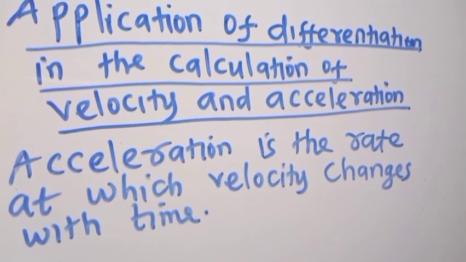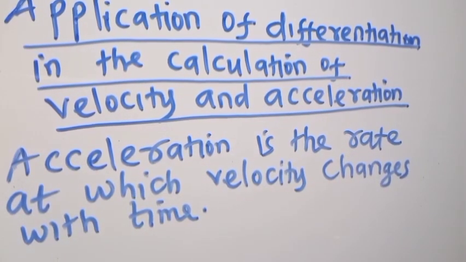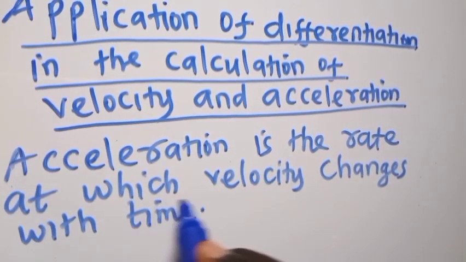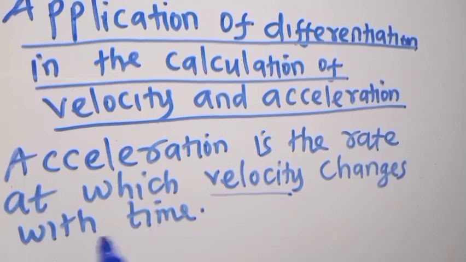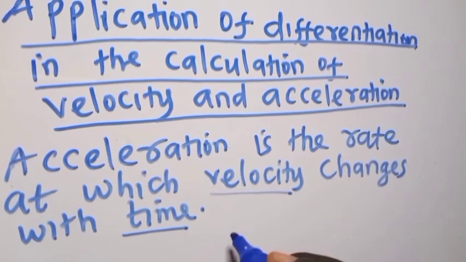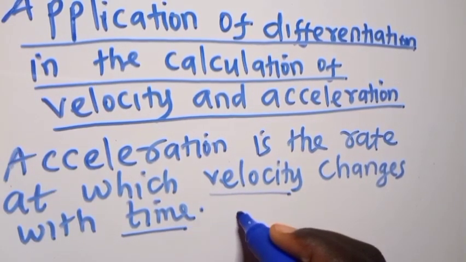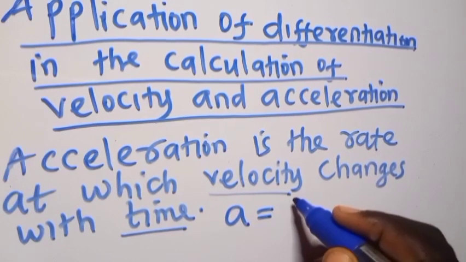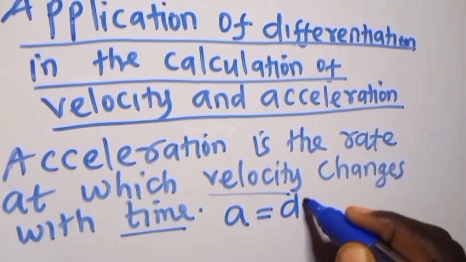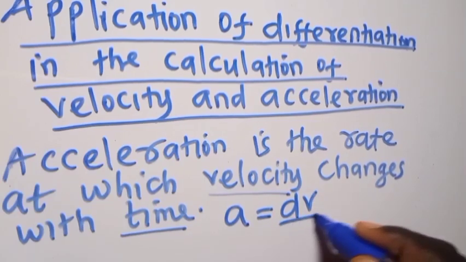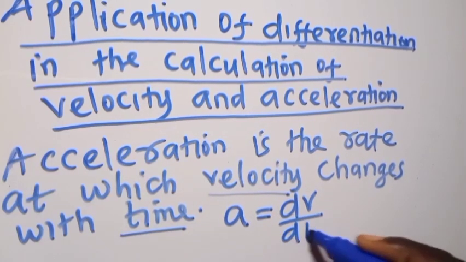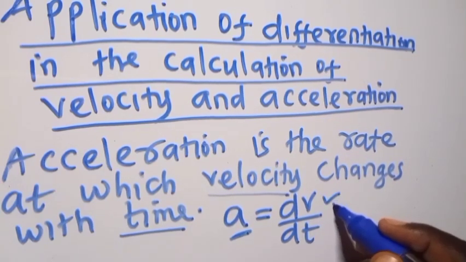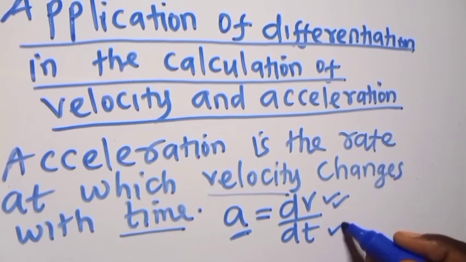Secondly, acceleration is the rate at which velocity changes with time. Now, from this definition, we can say acceleration, which is denoted by small a, is obtained by differentiating velocity with respect to time. That for you to obtain acceleration, you have to differentiate velocity with respect to time.